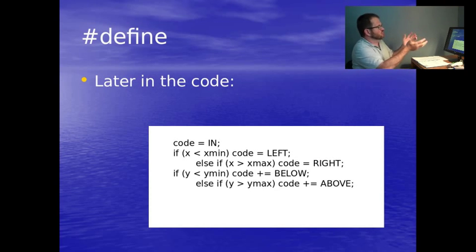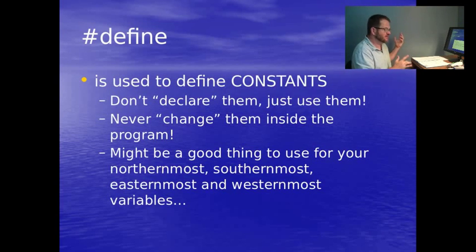See, then later in the code, there are pieces. I mean, we don't need to worry about exactly how clipping works. But you know, code equals left, code equals right, code equals code plus below, code equals code plus above. We're using these constants. It wouldn't have had to be constants. The author could have just used variables, but constants are an awfully useful thing.